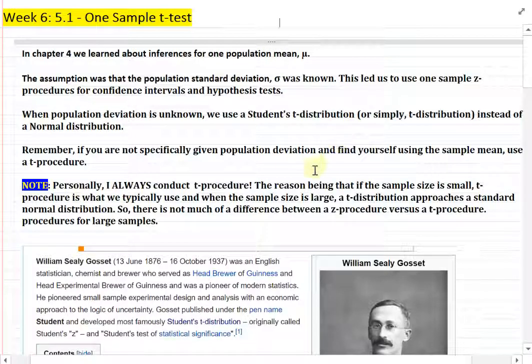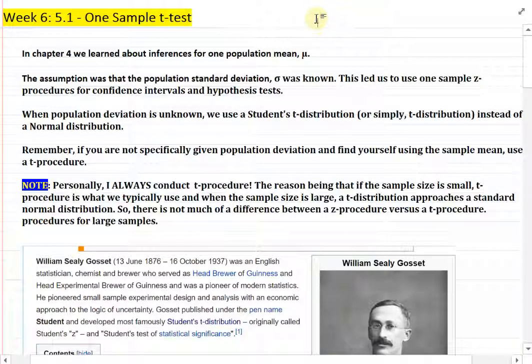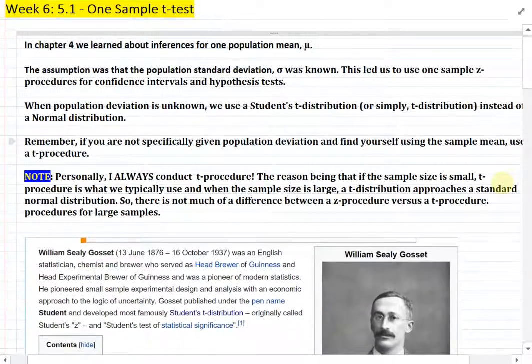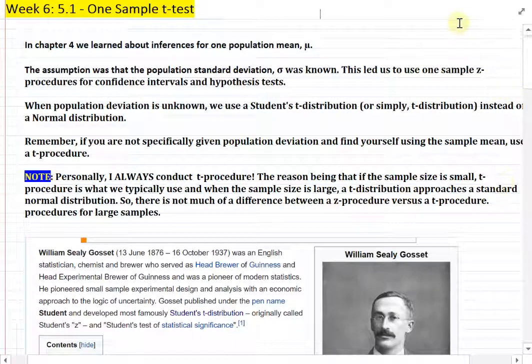Okay, so that's going to be the difference in our procedures. We're going to switch to a T procedure rather than a Z procedure. So here I have a little note for you: if you're not given the standard deviation and you use a sample mean, then in that case we have to use a T procedure.